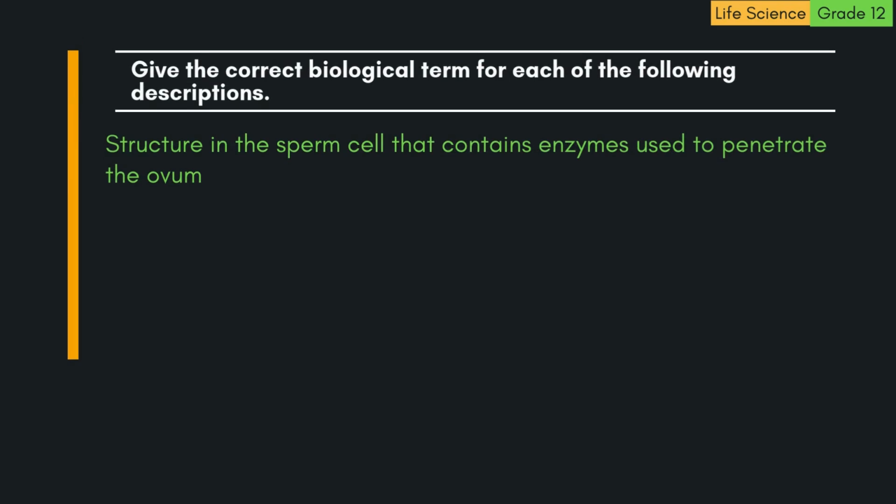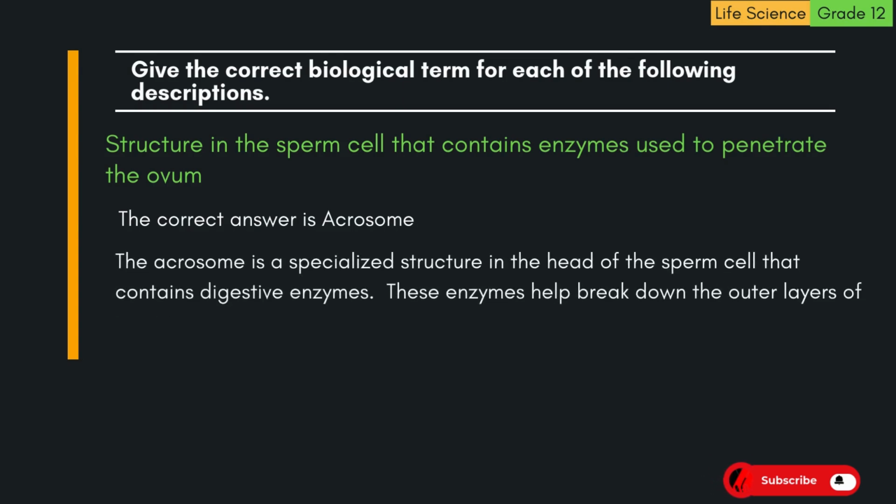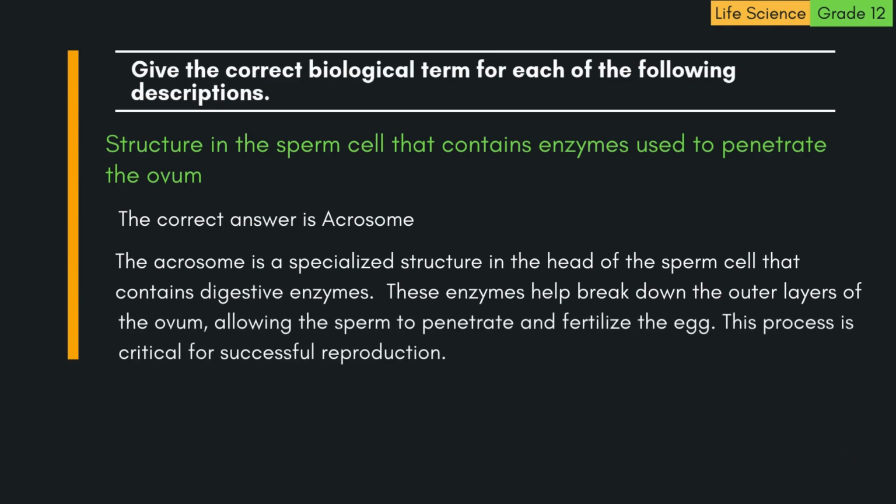Structure in the sperm cell that contains enzymes used to penetrate the ovum. The correct answer is acrosome. The acrosome is a specialized structure in the head of the sperm cell that contains digestive enzymes. These enzymes help break down the outer layers of the ovum, allowing the sperm to penetrate and fertilize the egg. This process is critical for successful reproduction.